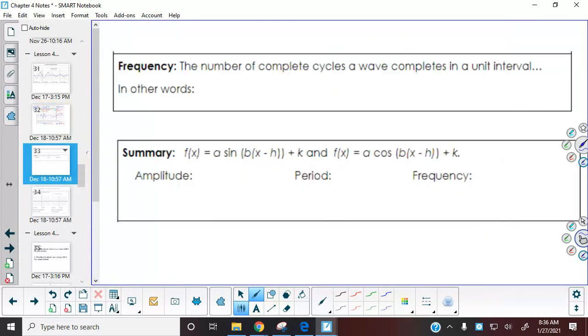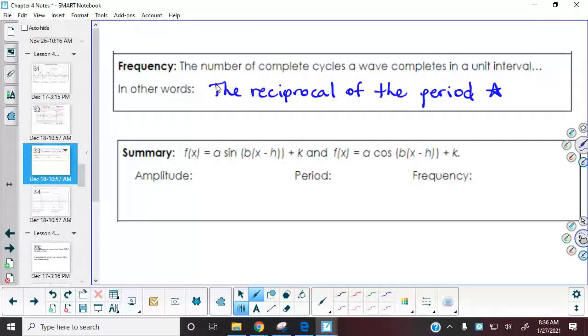All right, so when you look at the frequency at the bottom, this is a new term. The frequency is just the number of complete cycles a wave completes in a unit interval. Okay, that sounds kind of tricky if you ask me. Here's the more condensed version. It is just the reciprocal of the period. Okay, that is how you are going to find it. That is, for me, where I settle in to figure out your frequency.